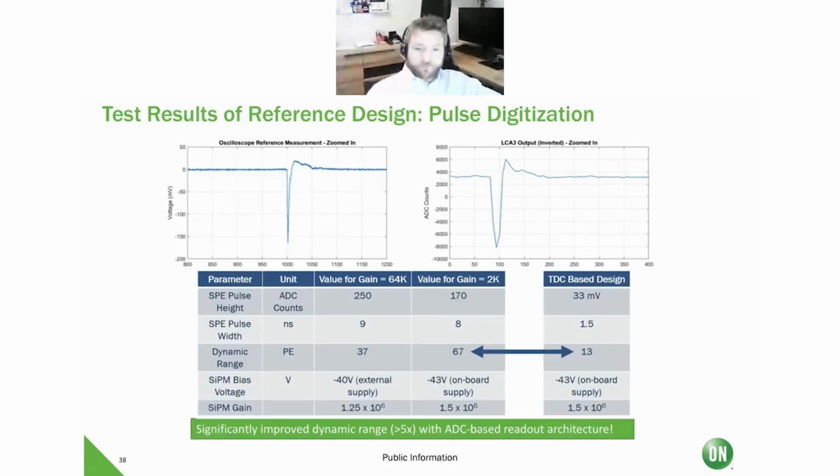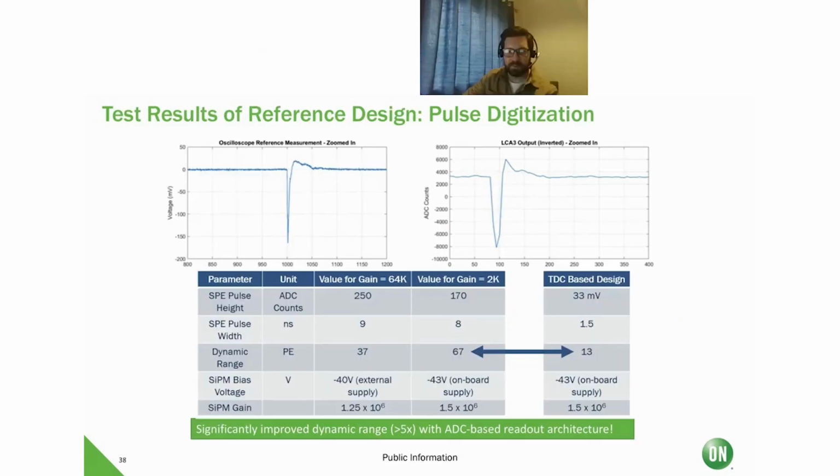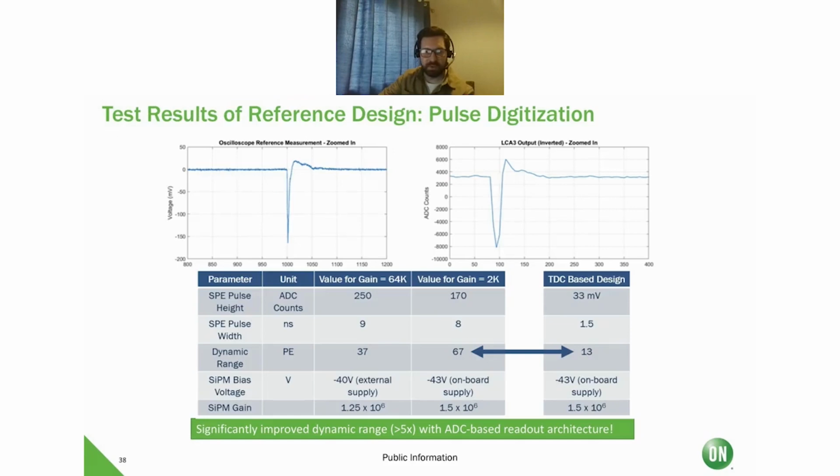So then we built up the physical boards, and we made several measurements. On the left-hand side here, we made a reference measurement by connecting the output of the SiPM array PCB through that 1 kilo ohm resistor on the fast output through an amplifier to an oscilloscope as our reference. And this is the output of the LCA3. And we can see that we can recreate the fast output pulse with the LCA3 through digitization.